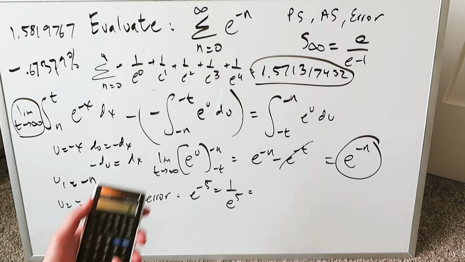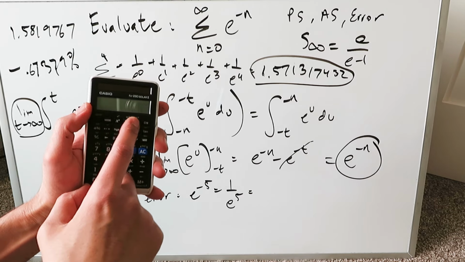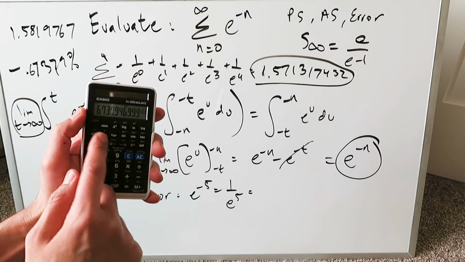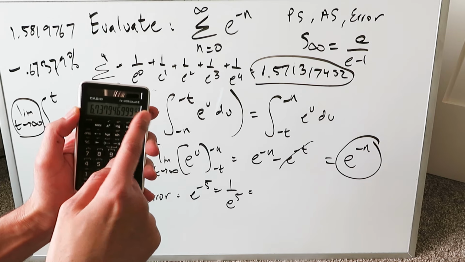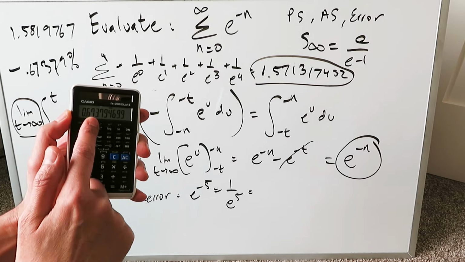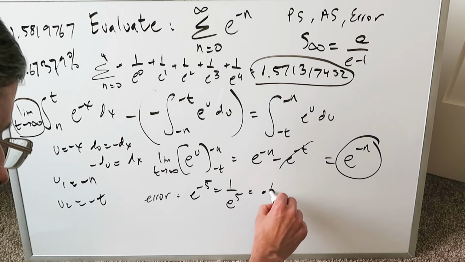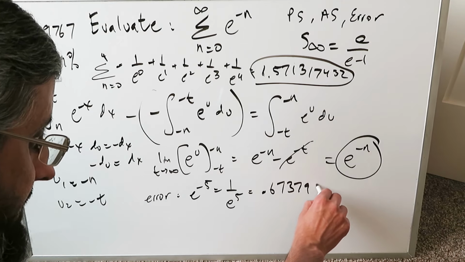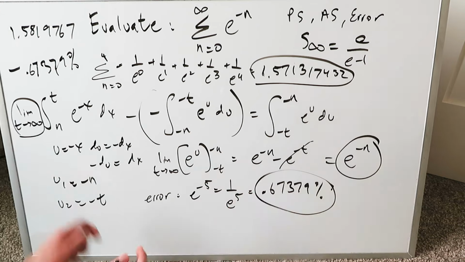We can do this here on your calculator. You do 5 and you invoke the exponential and you do the reciprocal. I have 6.737946 times 10 to the minus 3, multiplied by 100 to get the percentage rate. It's 0.67379, so 0.67379% error. That's good.